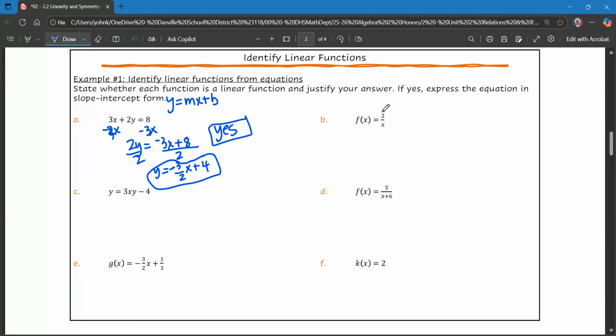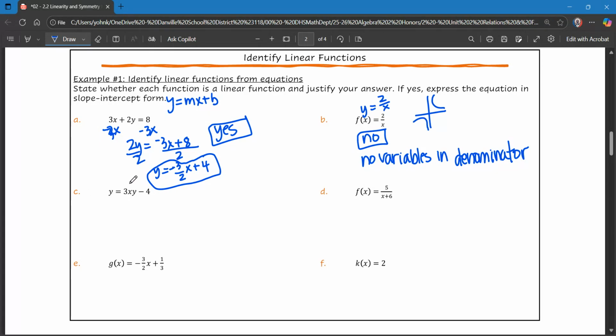Letter B, f of x equals 2 over x. Remember, this is y equals 2 over x. And right away, you cannot have a variable in the denominator. So this is no, variables in denominator. If you were to graph that, you would not get a straight line. That's the other thing you could do. You could plug it into your calculator and see what you get. You're going to get something funky. It kind of looks like this.